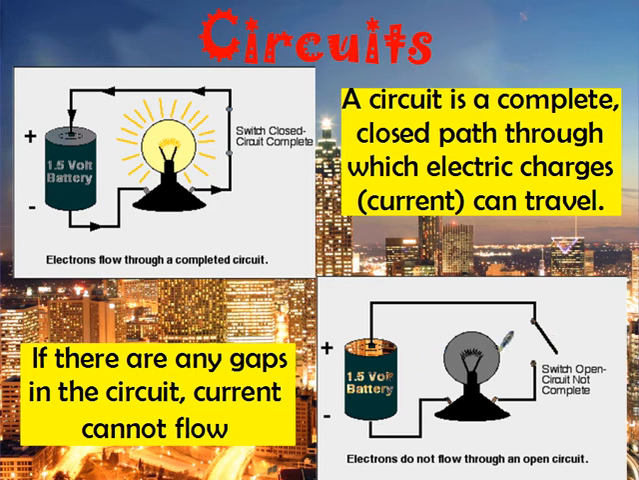Think of this as a road. If you're traveling on a road and you have to go over a lake or a bridge, if there's no bridge there, you can't pass it. Same thing with electrons. If there's a hole in the road, a hole in the circuit, electrons cannot jump that gap and the electricity won't flow. In other words, your light bulb will not turn on.